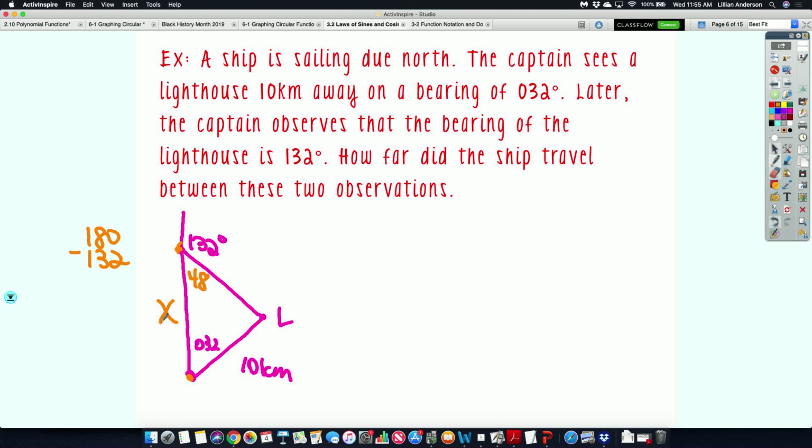Okay. So what's this angle that's missing in my triangle? 100. And then again, like I said, we can use the law of sines to set it up. Can I get a volunteer to set this up? Sine of 132 over 10... Wait. Sine of 48 over 10 equals sine of 100 over x. Very good.